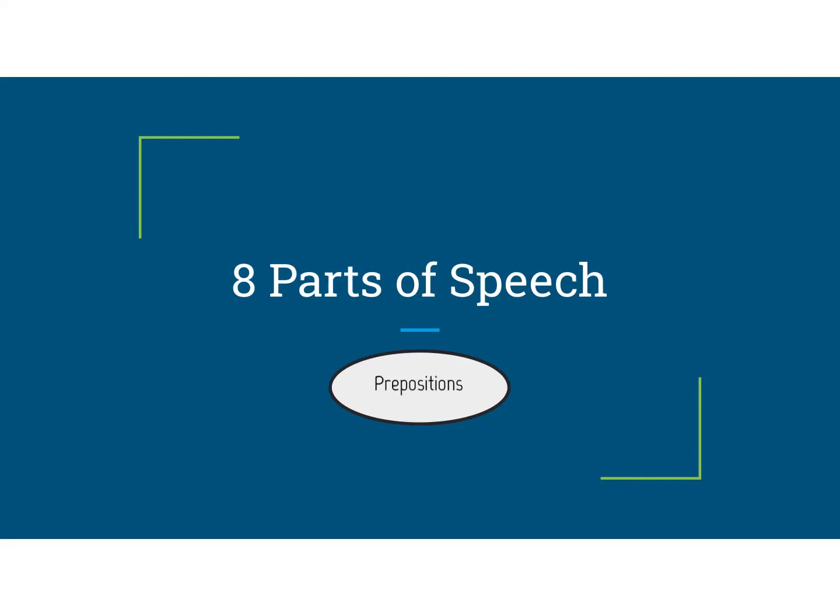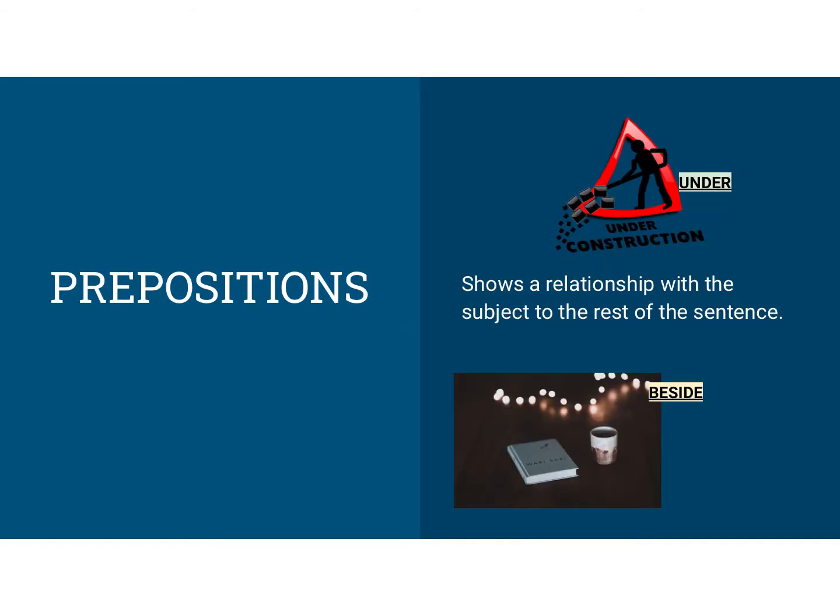Our next lesson is on our 7th part of speech, which is prepositions, almost to the end. All right, the whole function of a preposition is that it shows a relationship. That's its main function. It shows a relationship with the subject of the sentence, the main who or what the sentence is about. That's your subject, like we've talked about before. And it relates it then to the rest of the sentence.